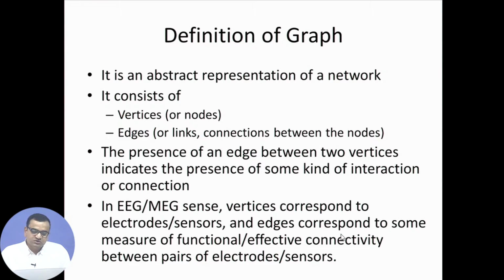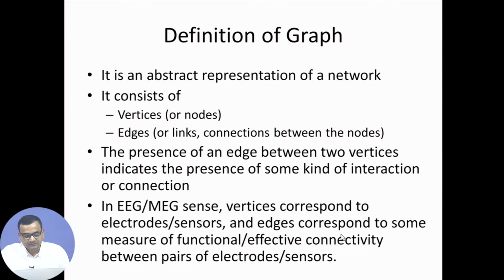So anyway, what is a graph? A graph is an abstract representation of a network. A graph consists of primarily two things. One is the nodes or vertices, another is the edges or the links, which tell whether two nodes or two vertices are connected or not. Just a simple thing, just two things. The presence of an edge or a link between two vertices indicates whether these two nodes are somehow connected or not.